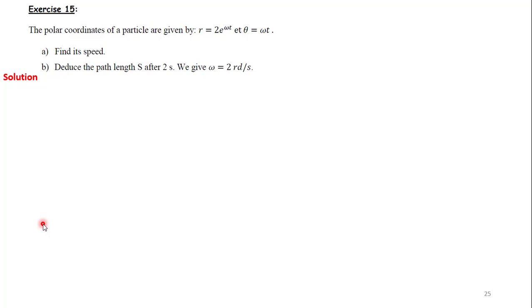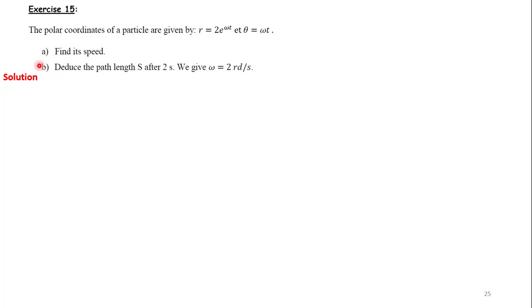Hello, we will now solve an exercise dealing with polar coordinates. Let's start with exercise 15. The polar coordinates of a particle are given by r equal 2e^(ωt) and theta equal ωt. So we are told that in this exercise we are using polar coordinates. r is defined by this expression and theta is defined by this expression, ωt.